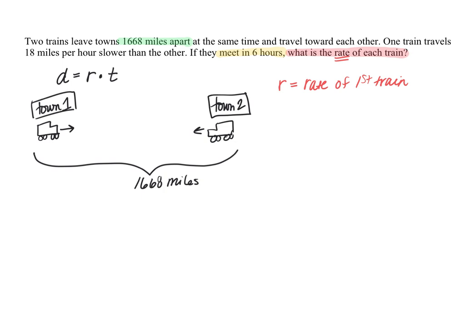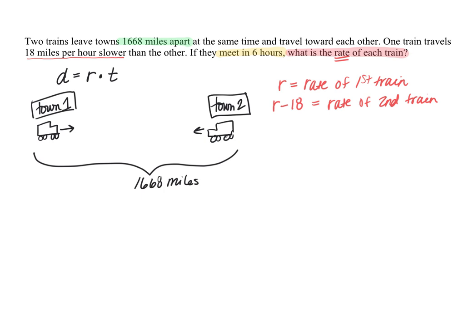So my first train is the one that's starting at town 1. And then it does say that one train travels 18 miles an hour slower than the other train. So even though I don't know the rate of the first train, I could come up with an expression to represent the rate of the second train because it's 18 miles an hour slower. That would mean I would take the rate of the first train and subtract the 18 miles per hour, and then that would equal the rate of the second train. So I'm going to call my rate of the second train R minus 18. So that's kind of a good setup.